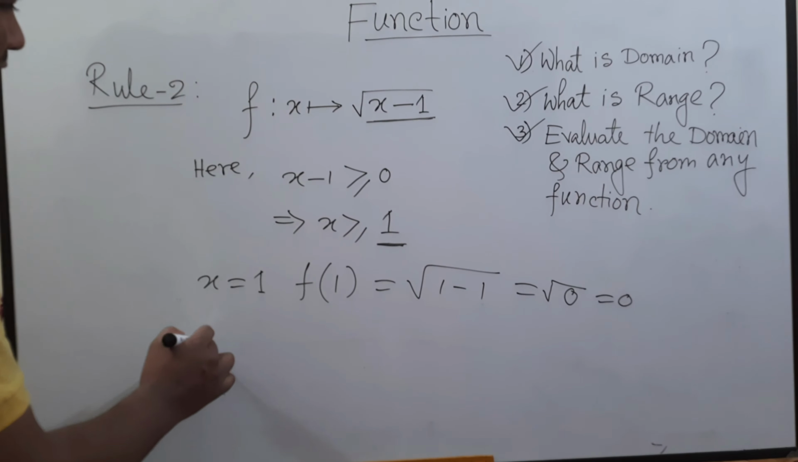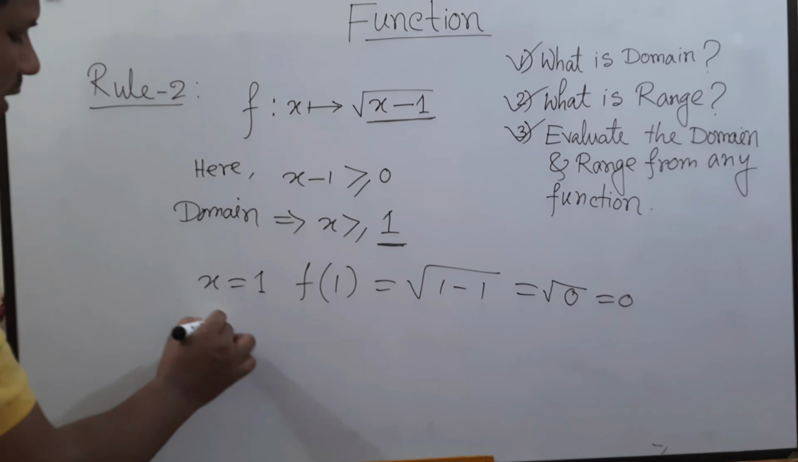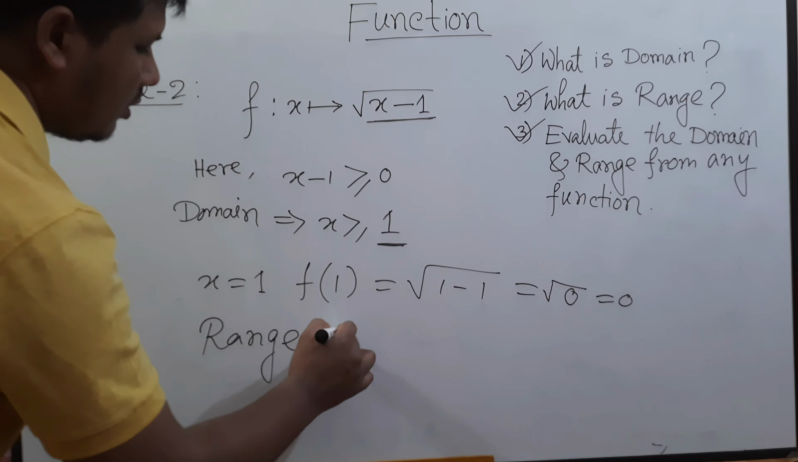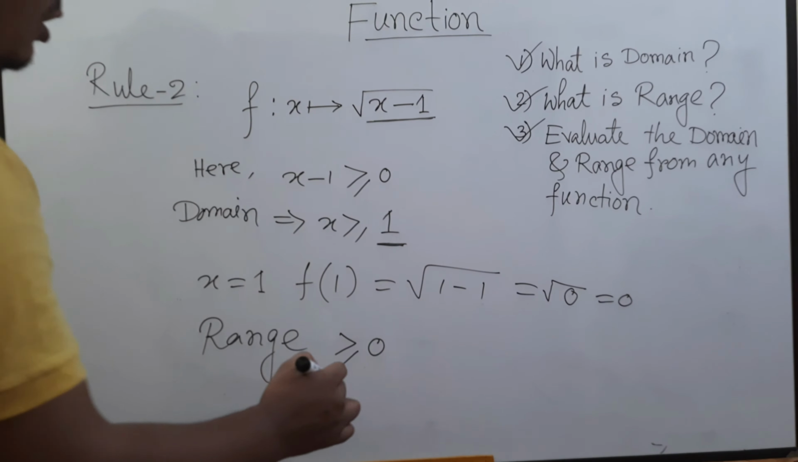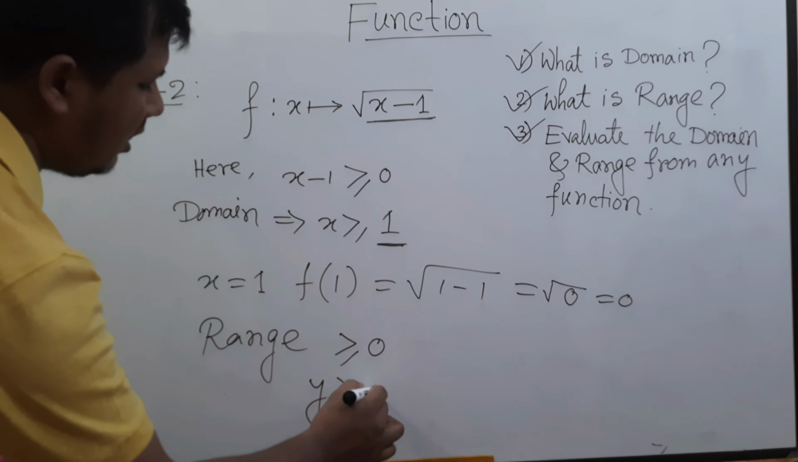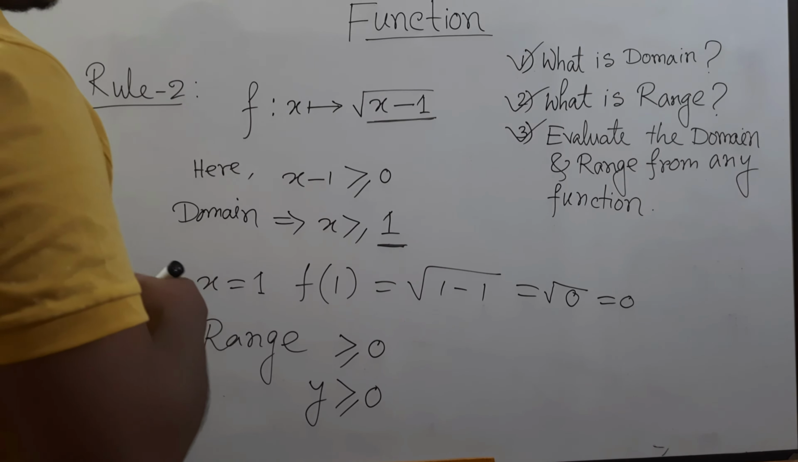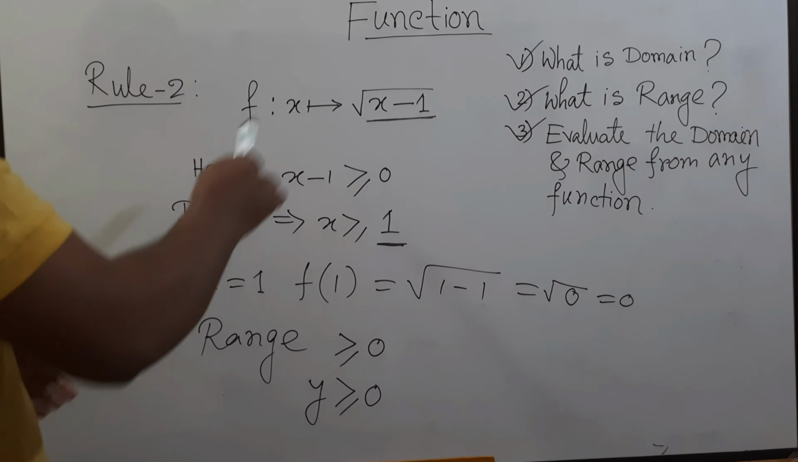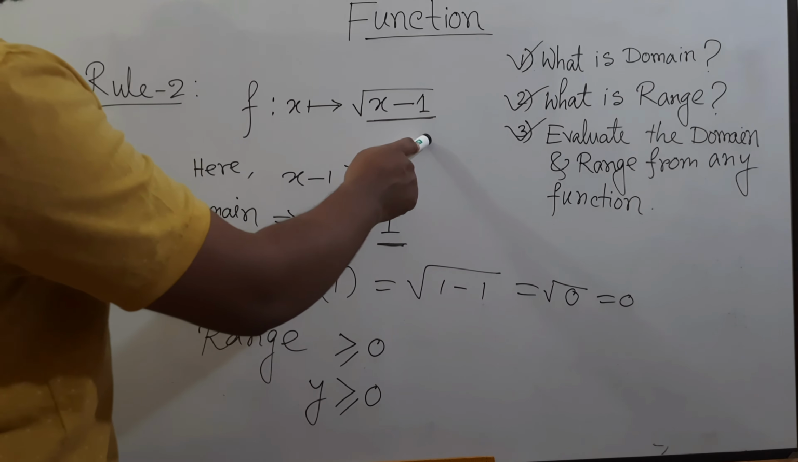So that is the domain. Now the range of this function will be greater or equal 0, or you can write, if y is the range, then y is greater or equal 0. That means all values which are greater than or equal to 0. This is the range of this function. So in that way you can find the domain and range of any square root function.